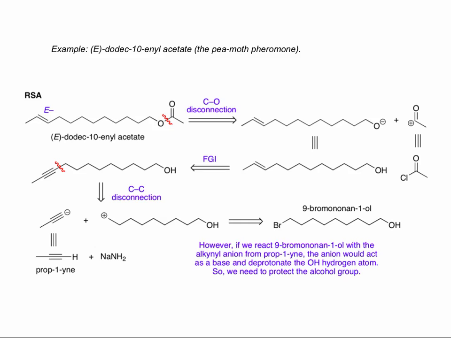We'll now look at a more complicated example, namely E-dodec-10-enyl acetate, which is a pest moth pheromone. And here we have an E-alkene at one end and an ester at the other end. So we're going to look at our RSA by disconnection of the ester first of all, back to O- and a plus on the carbonyl. Synthetic equivalents for these will be an alcohol, and then we need to put a leaving group on this carbon, so in this particular case we can use an acyl chloride. Let's now think how we can make this alcohol with the alkene at the end.